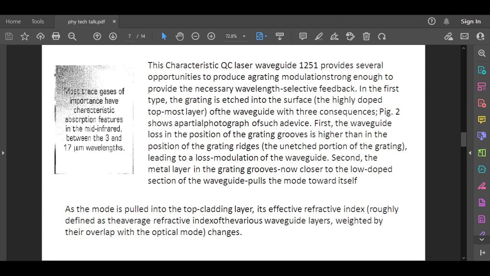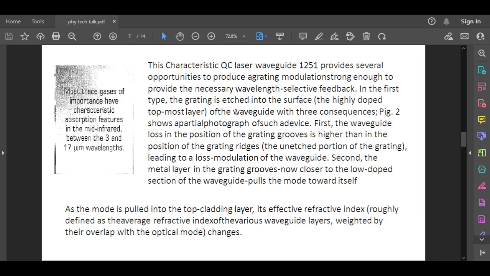In the first type, the grating is etched into the surface of the waveguide with 3 consecutive grooves. This shows a partial photograph of such a device. First, the waveguide loss in the position of the grating grooves is higher than in the position of the grating ridges, the unetched portion of the grating, leading to a loss modulation of the waveguide.